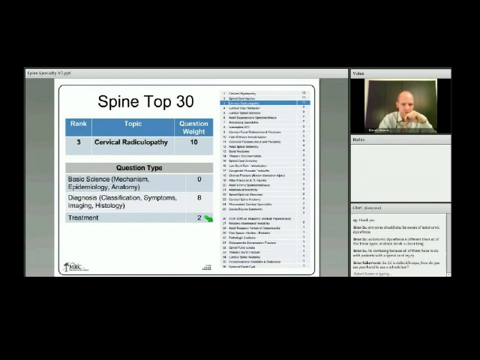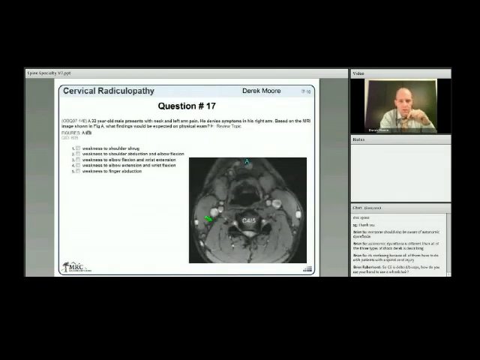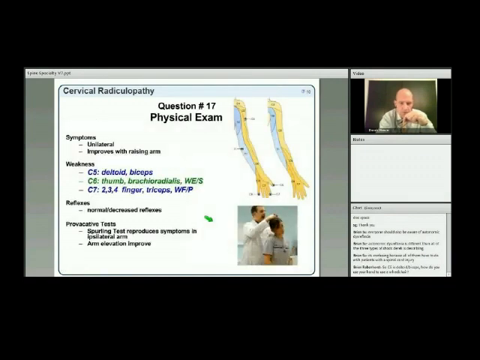So now we're going to move on to cervical radiculopathy. First question, we have a 33-year-old male presents with neck pain and left arm pain. He denies symptoms in his right arm. Based on the MRI image shown, what findings can be expected on physical exam? So they love to ask about cervical radiculopathy and the physical exam. So you need to know the symptoms and physical exam findings of cervical radiculopathy.